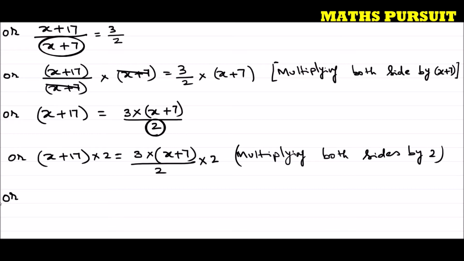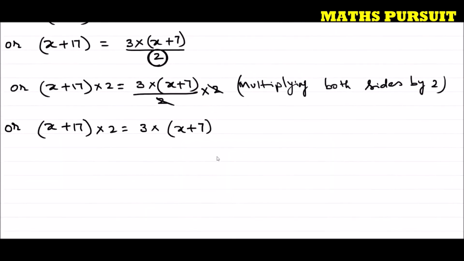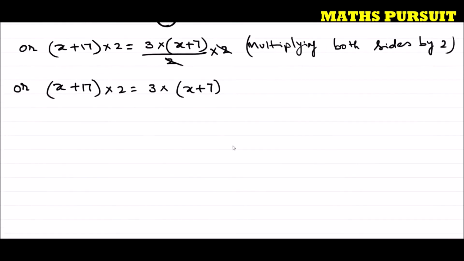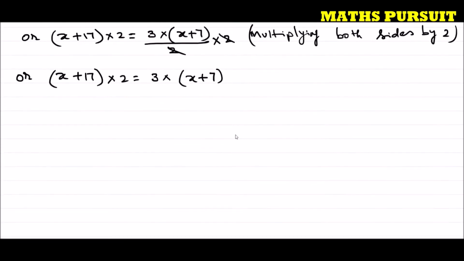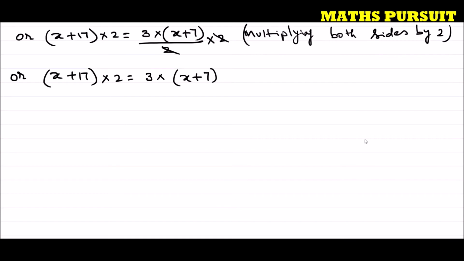Now let us solve it further. Or we can write (x + 17) into 2 is equal to, these two cancel out, and we are left with 3 into (x + 7). Hope guys I am very clear till here. So what we got? We got (x + 17) into 2 is equal to 3 into (x + 7).